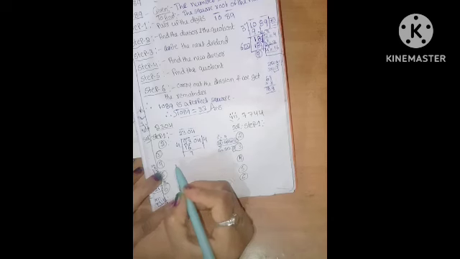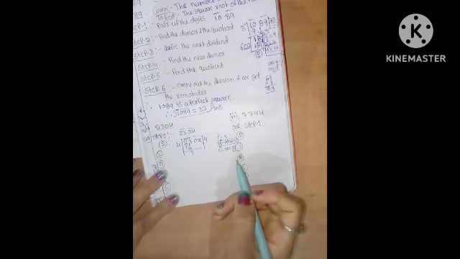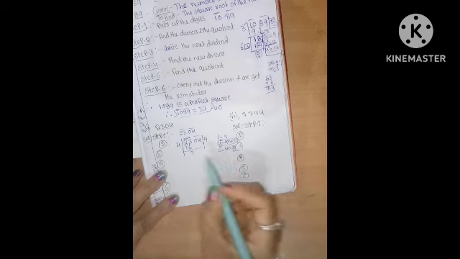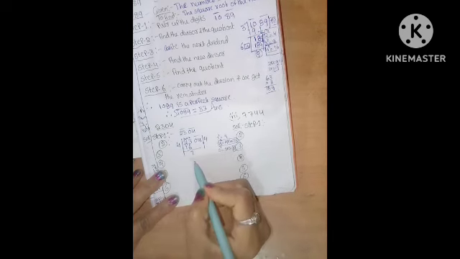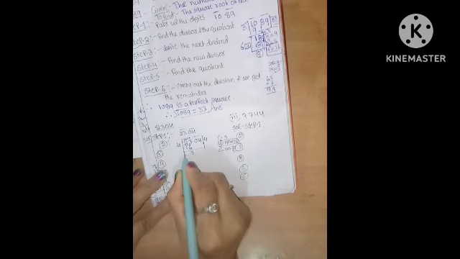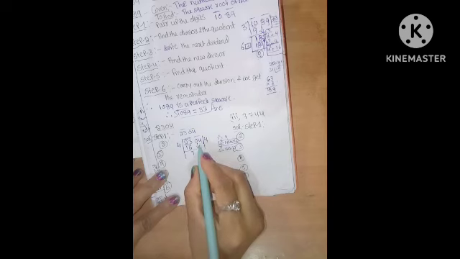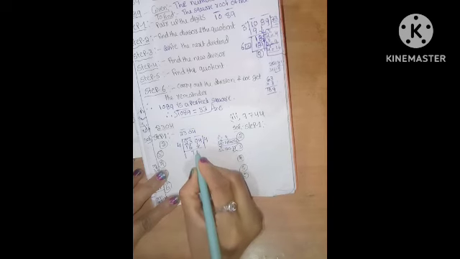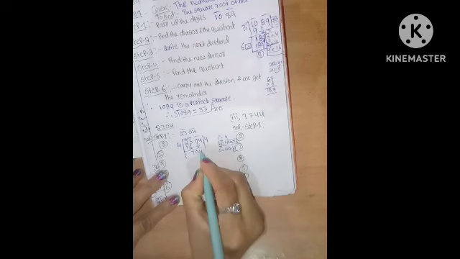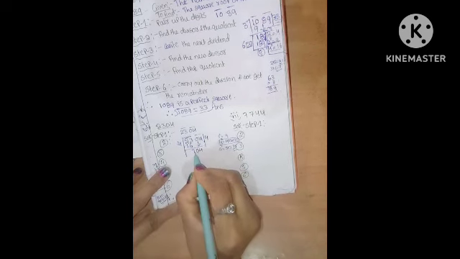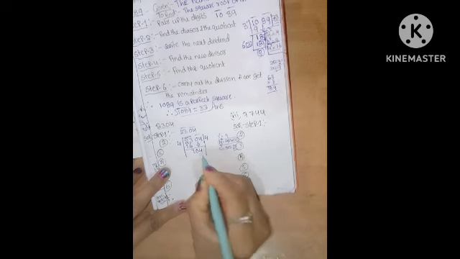Okay. Next, find the divisor and the quotient. This is the divisor and this is the quotient. Next, write the new divisor. The new dividend: bring down the next pair of the given number. The next pair of the given number is 04. Write it on the right side of the remainder. This is the new dividend only.